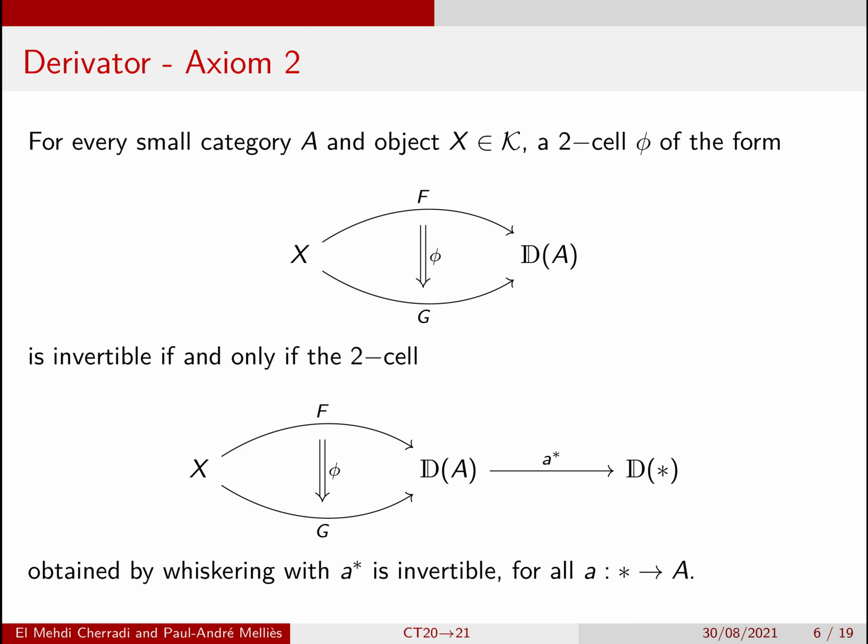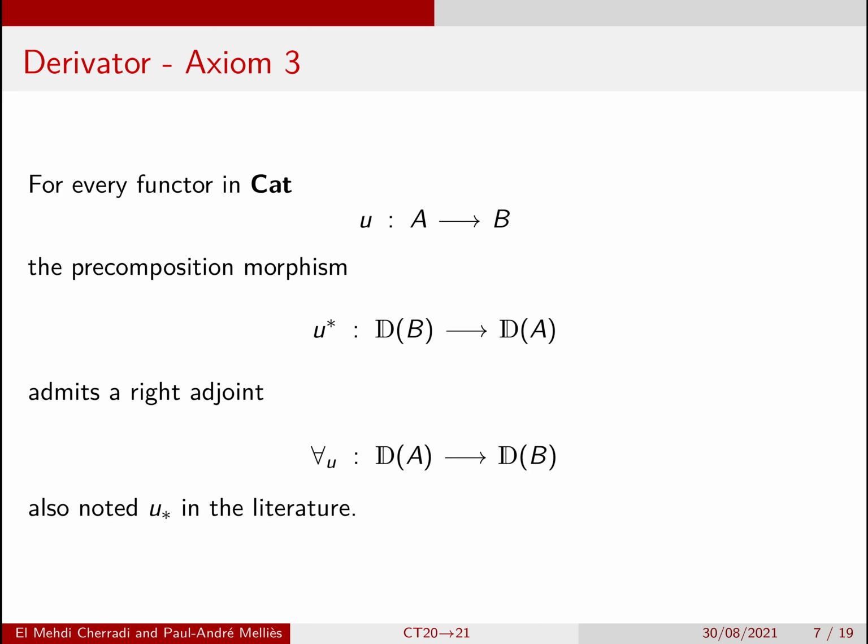The second axiom has to do with detecting invertible 2-cells pointwise. Namely, given a small category A and an object X of K, and if we have a 2-cell phi such as in the following situation, so a 2-cell from F to G, it is invertible if and only if every whiskered 2-cell, such as this one, is invertible for every object a of the category A. The third axiom is just the statement that the functors U star admit a right adjoint for all U.